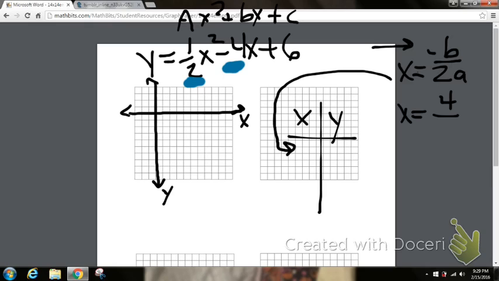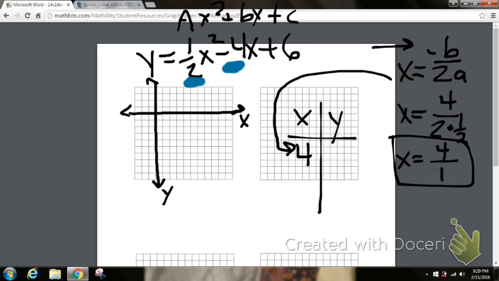And this is over 2 times whatever a is. Oh my gosh, a is a fraction. What are we going to do? It's okay, because 2 times 1/2 is just going to be 1. You knew that. So we have our starting point. The line of symmetry is the equation x is equal to 4 over 1, or x is equal to 4.